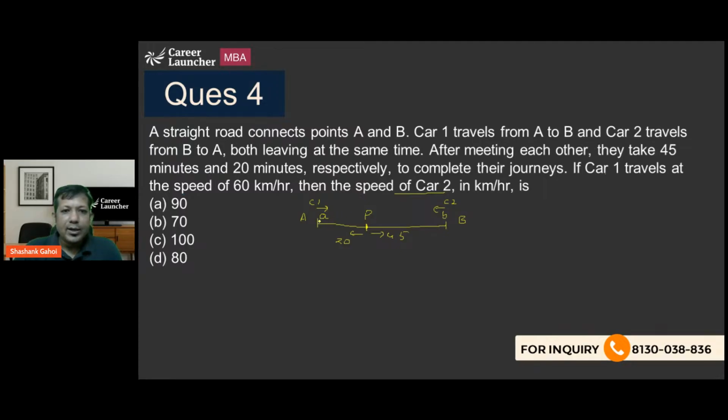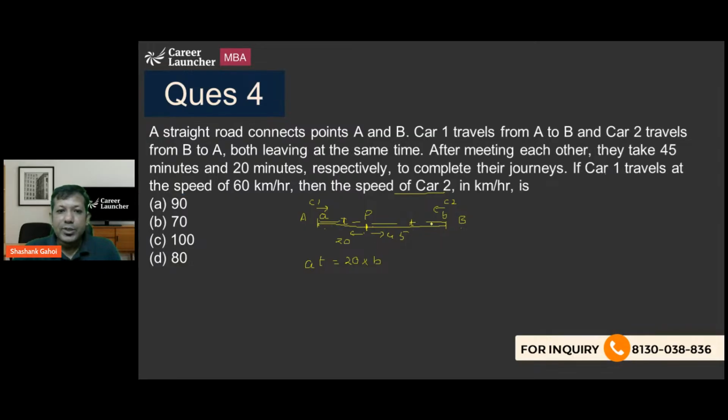In T time, this car reaches from A to B. So in the same time, car B is also going to reach from this to this. What is the distance from here to here? That is going to be A into T, speed into time, right? What is the distance from P to A? That is car B traveling this distance in 20 minutes. So that is equal to 20 into B.